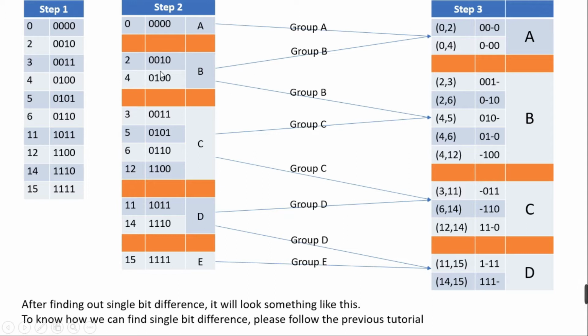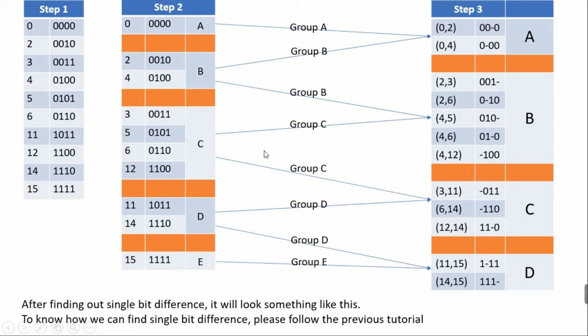After that we'll compare all the minterms of group B with all the minterms of group C. That means we'll be comparing the binary numbers of 2 with the binary number of 3 from group C, and we'll compare 2 with 5, 6 and 12, and we'll do the same for 4. We'll compare 4 with 3, 4 with 5, 4 with 6, and 4 with 12. If we're done with the comparison from group B and C, then we'll be getting these pairs: 2 3, 2 6, 4 5, 4 6, and 4 12. These are the pairs that we'll get for single bit differences by comparing group B and C.